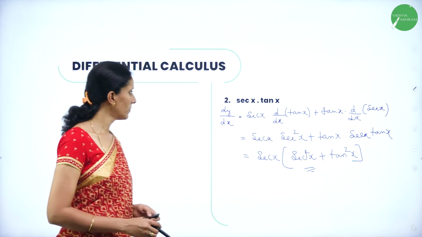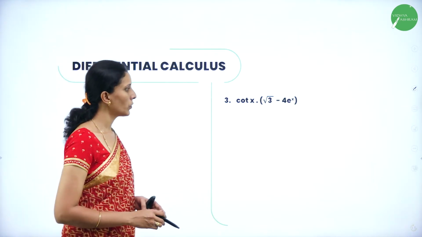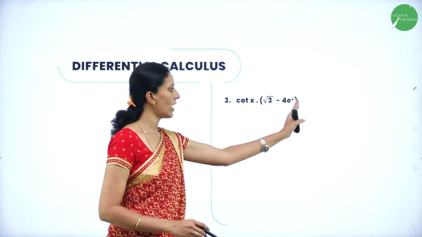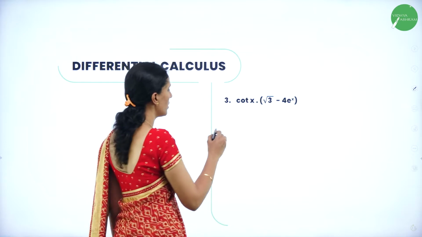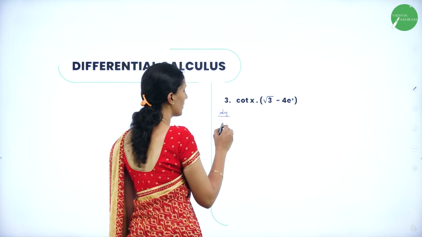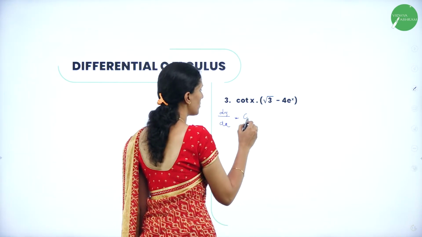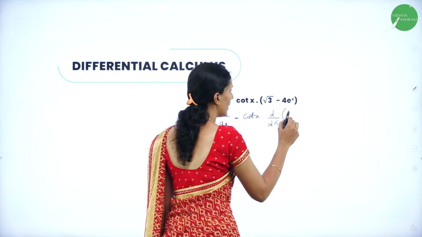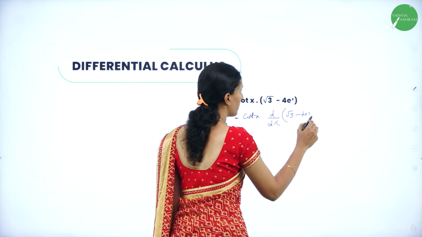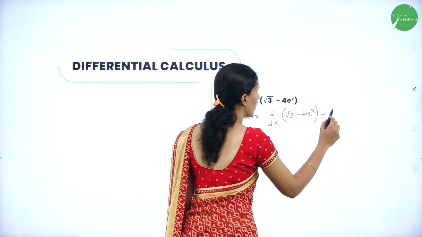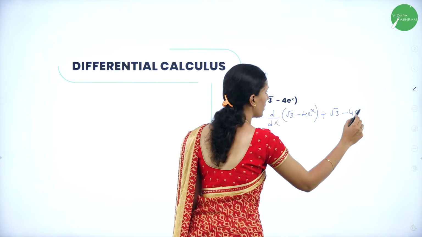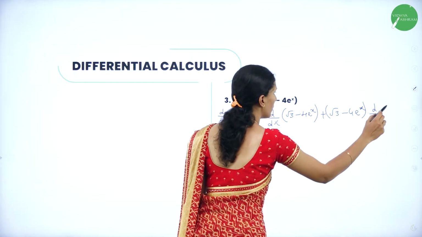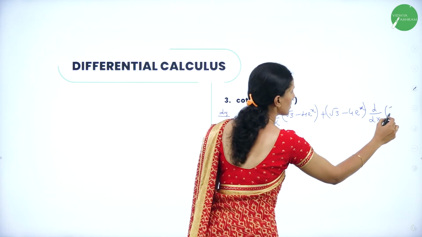So this is the answer. Next one, cot x into root 3 minus 4 e power x. You can see cot x as the first function and the remainder as the second function. So now dy by dx is equal to first function into derivative of the second, that is cot x into d by dx of root 3 minus 4 e power x, plus root 3 minus 4 e power x into d by dx of the first function, that is cot x.